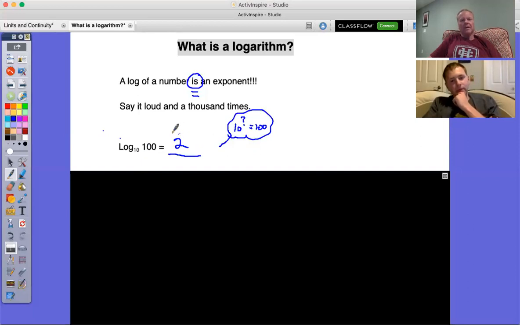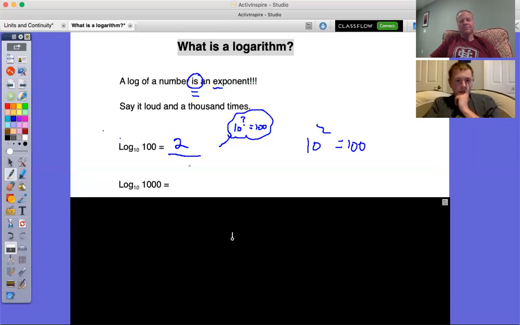Guys, do you understand this is an exponent and that 10 squared is 100? So when it says log base 10 of 100, a log is an exponent. Do you see that? Oh, this answer must be 2.